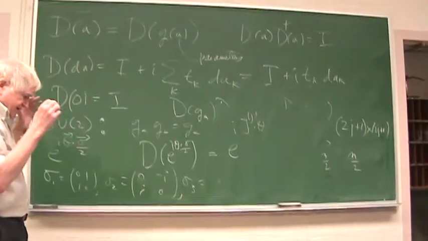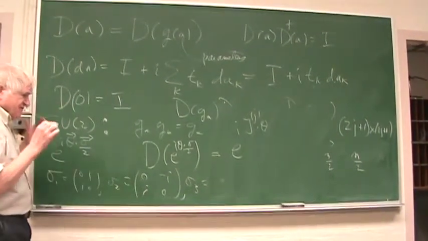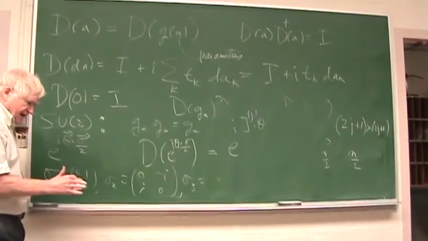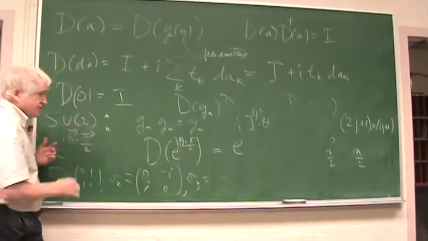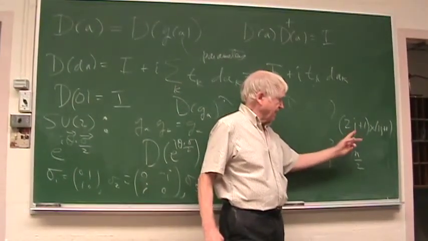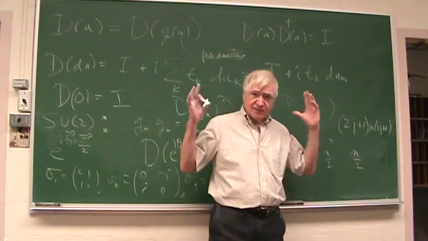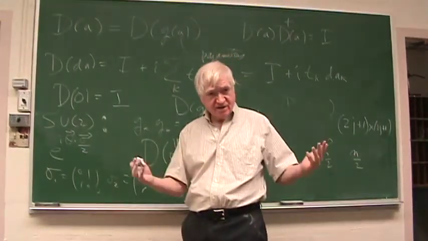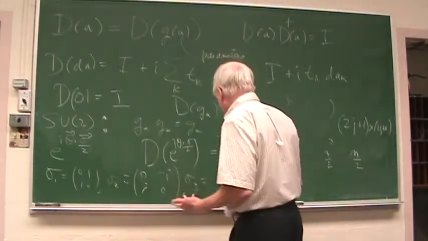What we've got is the group. It has a multiplication law. We then have various representations of that group multiplication law. In the case of SU(2), for every half-integer j, we have a representation, a set of matrices, in fact an infinite set of matrices, that obey the multiplication law.